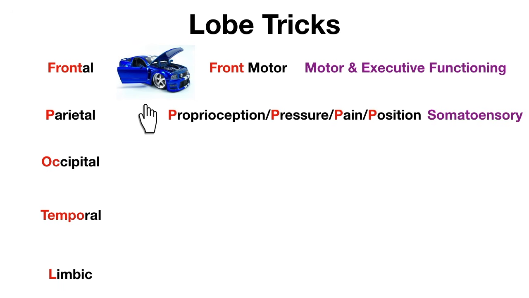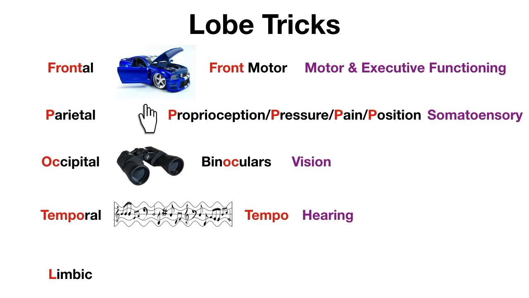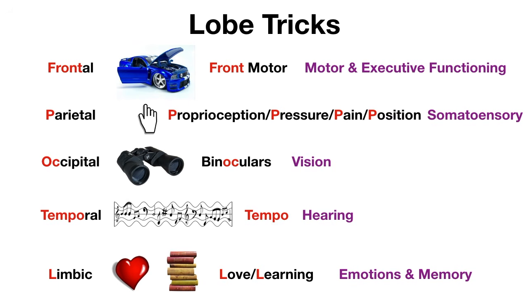For the parietal lobe, think of all the P's: proprioception, pressure, pain, position. This will help you remember the somatosensory stimuli. For the occipital lobe, think of binoculars. This will help you remember vision. For the temporal lobe, think of tempo of songs and music, and this will help you remember hearing. And lastly, for the limbic system, think of love and learning, and this will help you remember emotions and memory.